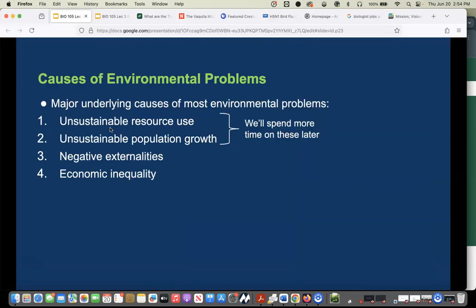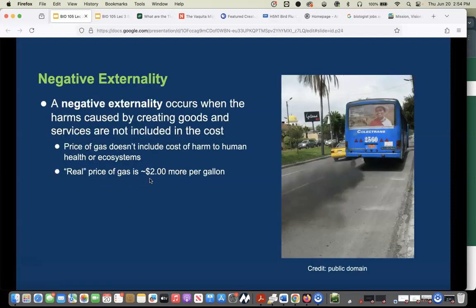So causes of environmental problems, many environmental problems today. The major underlying causes of most of our environmental problems today are unsustainable resource use, as you probably can guess, and unsustainable population growth. We're going to come back to these and spend more time on these later. And then the last two we're going to talk briefly about here: negative externalities, which you may not know what that is yet, and economic inequality. So let's talk about those two.